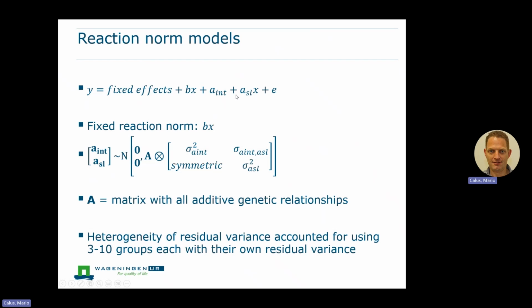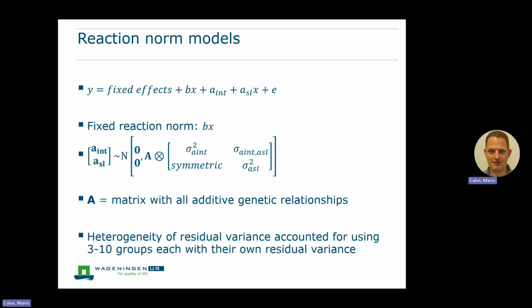So if we do that, for this linear reaction norm we get a 2 by 2 variance covariance matrix. We get a genetic variance for the intercept and one for the slope, and the covariance between the two. What we get with the multi-trait model is that for every environment we have a separate genetic variance, but we also have a separate residual variance. So if there's any heterogeneity of residual variance across environments, the multi-trait model naturally takes this into consideration.